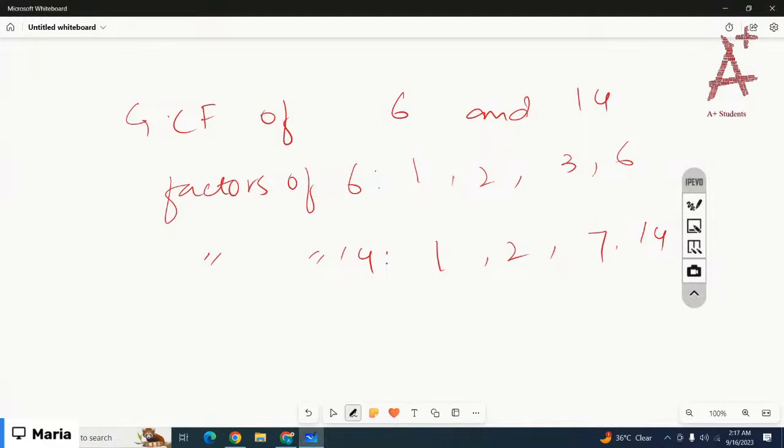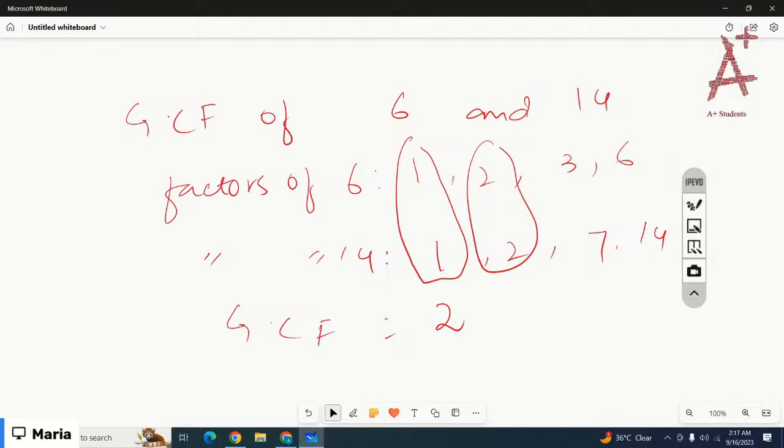Now just look at the common factors. How many common factors we have? Very good. We have 2 common factors of 6 and 14, right? They are 1 and 2. You have to look for the greatest common factor. So which is the greatest factor? Yes, very good. That is 2. 2 is the greatest common factor of 6 and 14, right? So the correct option is 2.